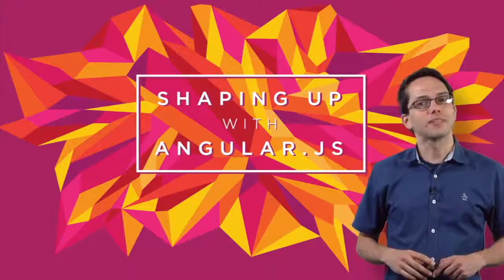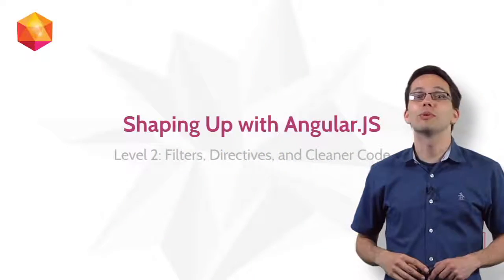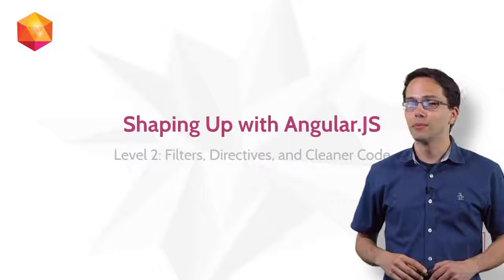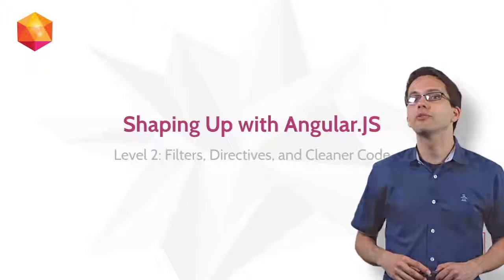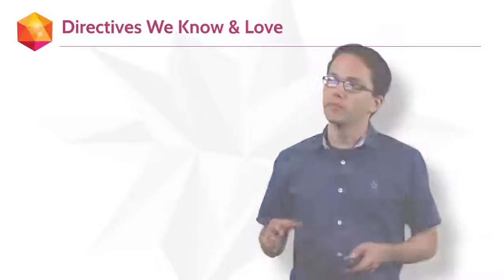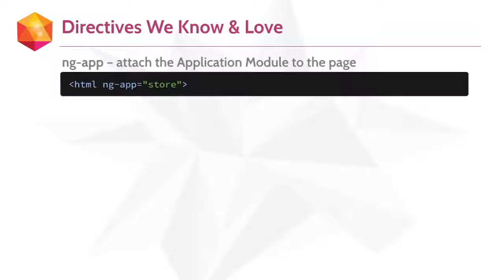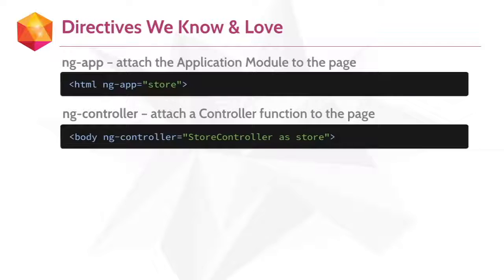You're watching Shaping Up with AngularJS. This is level 2, where we're going to be talking about filters, more directives, and how to keep your code clean. To review some of the directives we've gone over, we've got ngApp, that's how we attach the application module to the page. We have ngController, that's how we attach a controller function to the page.